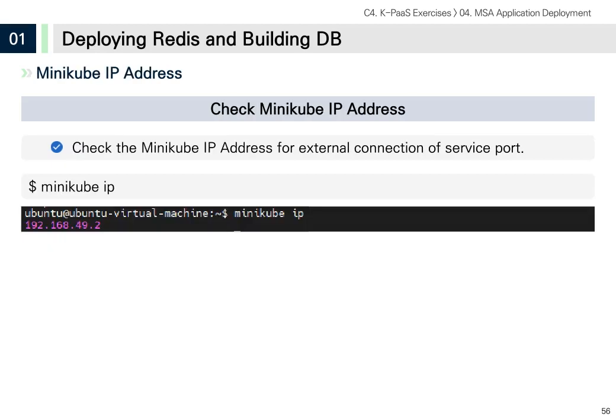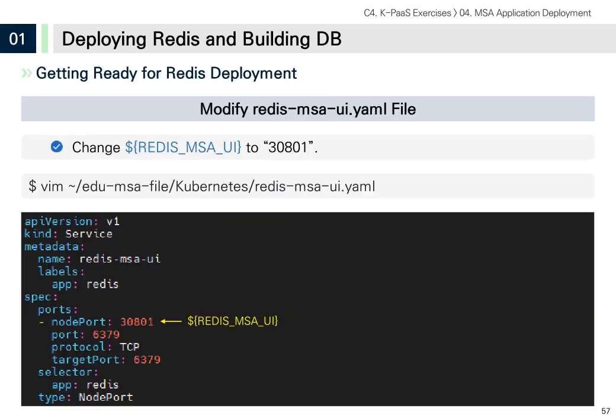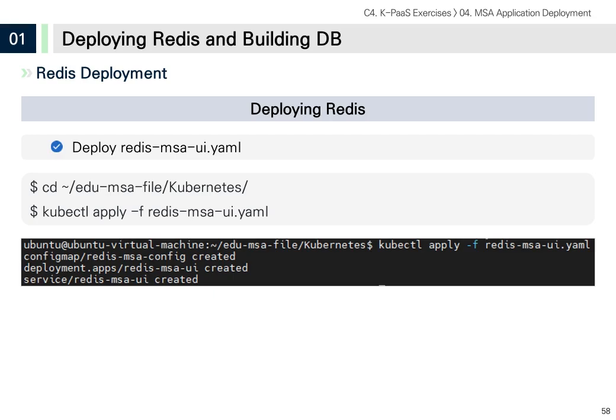Now we will check the IP address of Minikube for external connections of service port. Modifying the Kubernetes setting file is needed for Redis deployment. We will have to modify the Redis MSA UI YAML file, and we have to modify the node port number into 30801 to allow external access. After modifying the Redis setting file, use the kubectl command to deploy Redis.